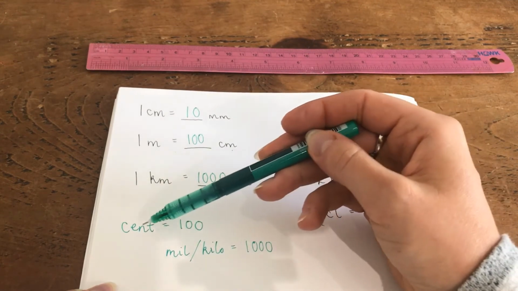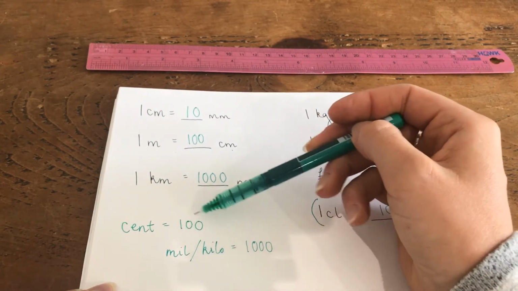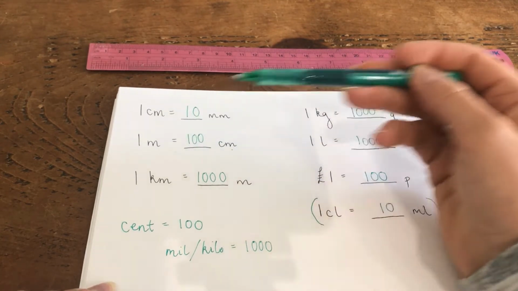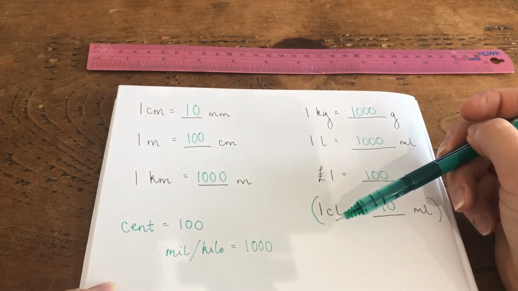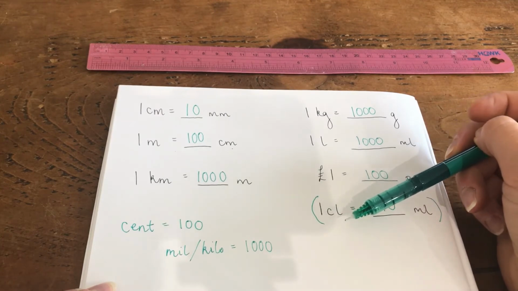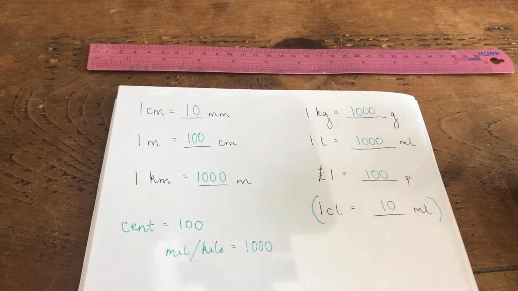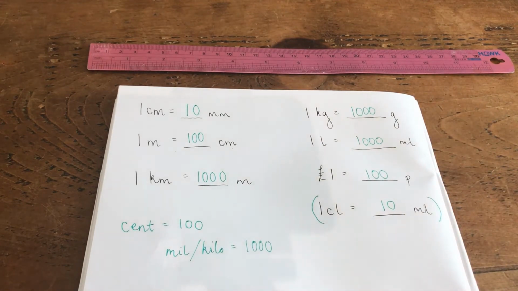Centimetre: cent, you're going to be thinking of 100, so there are 100 centimetres in a metre, and there are actually 100 centilitres in a litre. So that's just a little extra for you. Cent relates to 100, and mil and kilo relate to 1,000.